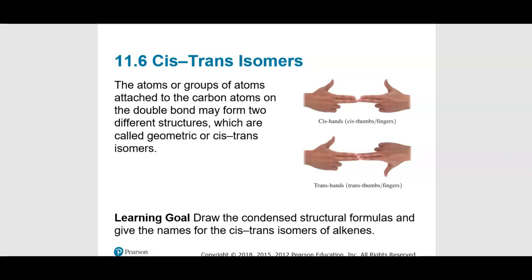So if you think of a double bond, then they have these hands here in these orientations where the thumbs are on the same side of the double bond formed by the fingers. That's cis. Trans is on the opposite side. That's all there is to the cis and trans configurations. And what we're going to be doing here is drawing the condensed structural formulas and giving the names for the cis and trans isomers of alkenes. And of course, the line angle drawings also should come naturally with that.